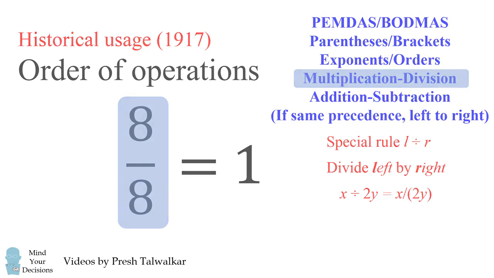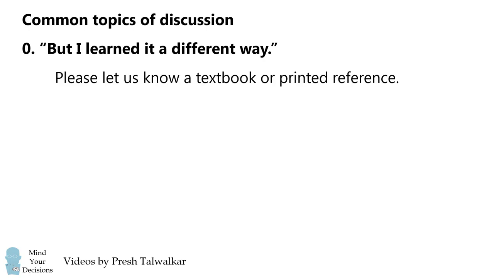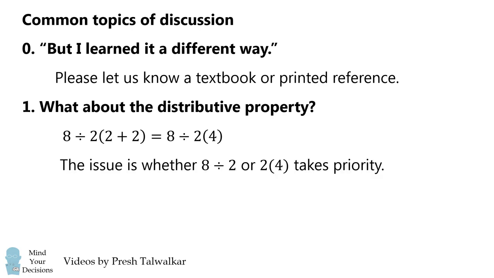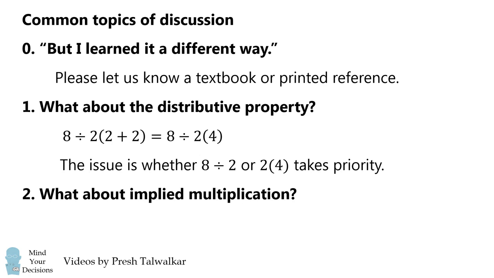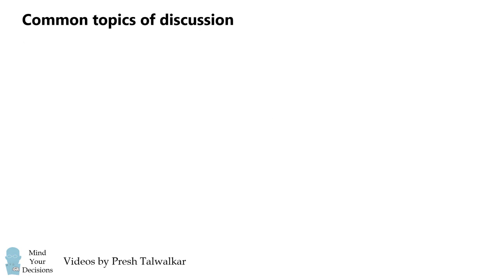So let me address some of the issues about this problem. Some people will say they learned it a different way. Please let us know a textbook or printed reference because we always want to learn how math was taught over the years. What about the distributive property? It really doesn't have anything to do with the correct answer. 8 divided by 2(2+2) is definitely equal to 8 divided by 2 multiplied by 4. The question is whether to do 8 divided by 2 first or 2 multiplied by 4. What about implied multiplication? Many calculators will treat it like regular multiplication, as I'll show later in the video.